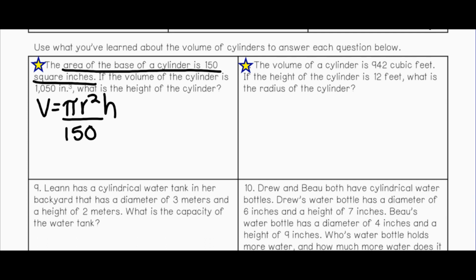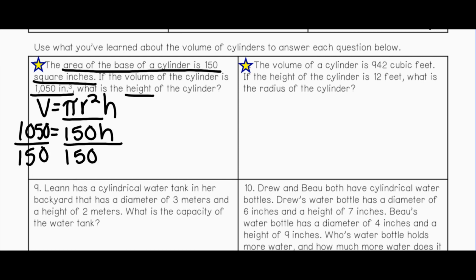If the volume of the cylinder is 1,050 cubic inches, we can replace the volume with 1,050. What is the height of the cylinder? Well, all we have left in our formula is h, so we're solving for h. To get h by itself, we're going to do the inverse operation of multiplication by dividing, because 150h means 150 times h. And when we do 1,050 divided by 150, you're left with 7 is equal to h. Therefore, the height of our cylinder is 7 inches.